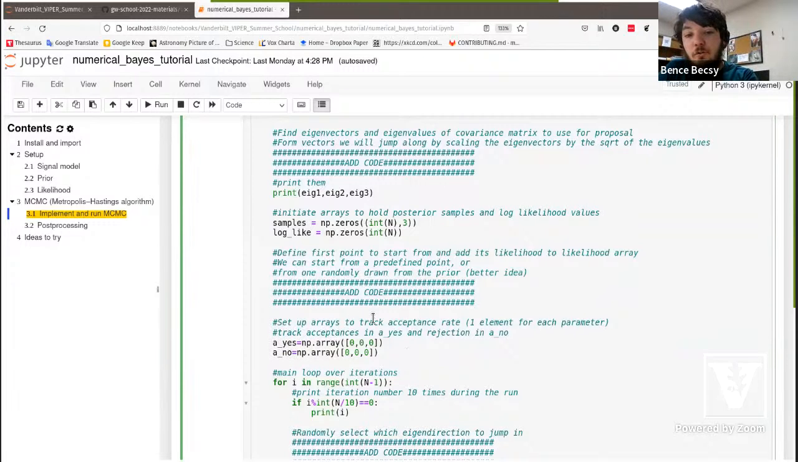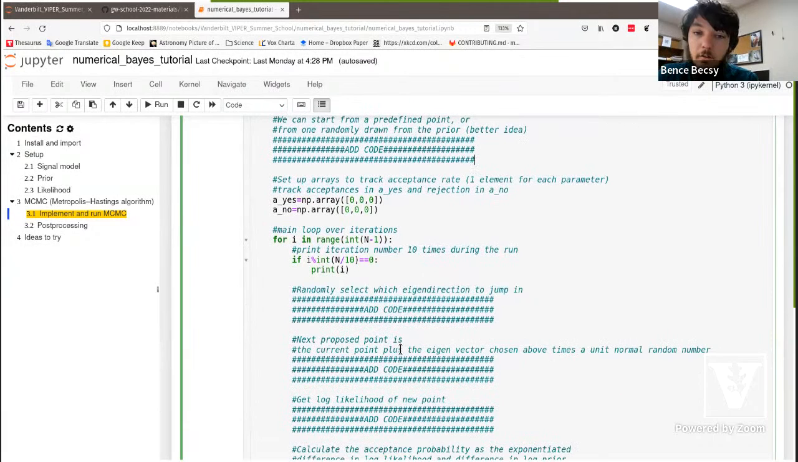And then I also have a place here where I set up these AES and ANO arrays, and these will be used to keep track of acceptance rates. So these have 3 elements for the 3 different directions that we are jumping along. Whenever a jump along one of those is accepted, we will add 1 to the appropriate element of the AES. And when it's rejected, then we'll add to ANO. That way we'll keep track of how many of the jumps are accepted in each of those eigendirections.